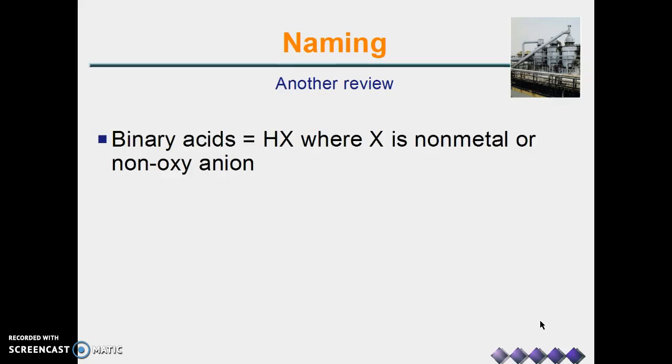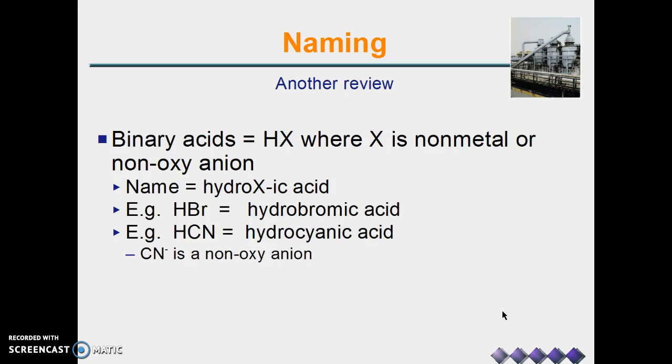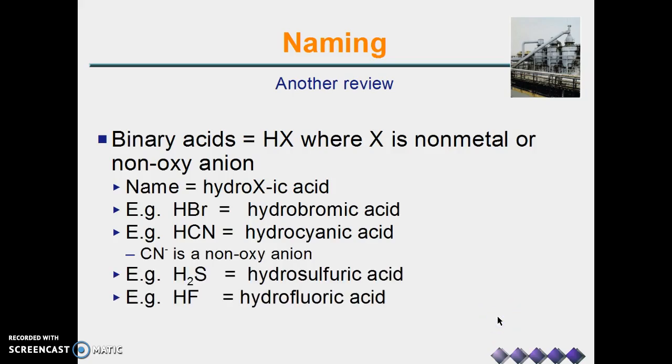Binary acids, HX, where X is a nonmetal or a non-oxy anion, like hydrochloric acid. Hydro-ic acid, that's how you name them. HBr then is hydrobromic. HCN is hydrocyanic. It acts like a binary acid even though there are 3 atoms in it. And hydrosulfuric is H2S. HF is hydrofluoric acid, which is a weak acid, like hydrocyanic and hydrosulfuric. Hydrobromic, like HCl, is a strong acid.